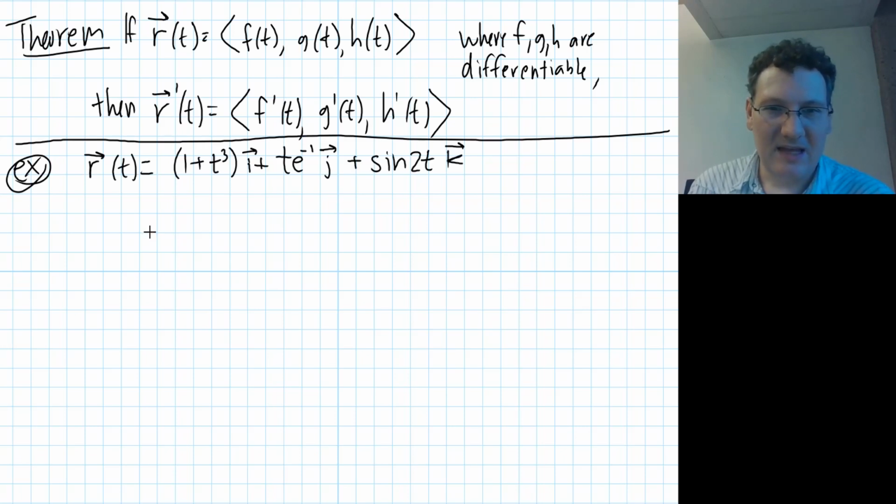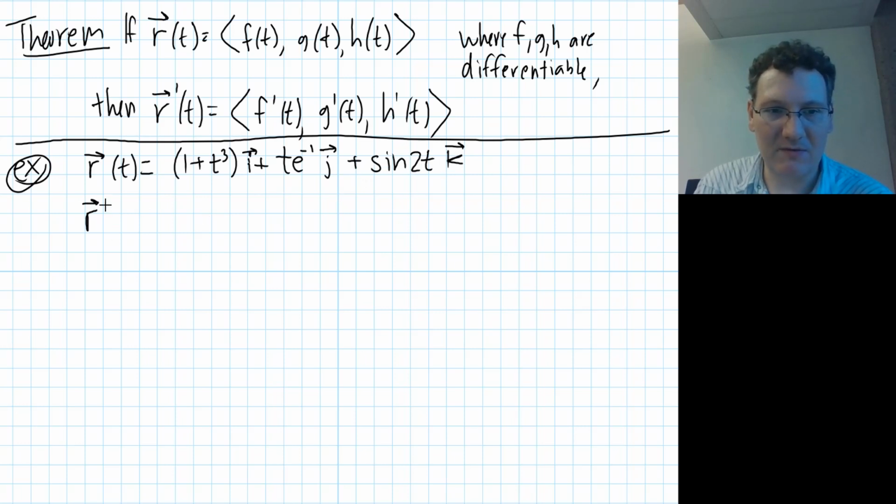So let's take a look at this example. We can express this using the basis vectors or in the component form. Either way we should be comfortable doing. So let's say I have this vector function where we have 1 plus t cubed i, plus t e to the minus 1 j, plus sine of 2t k. This is one we looked at a little earlier.